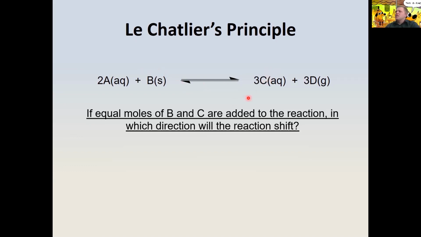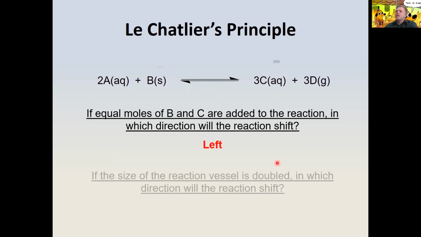Well, actually, the question doesn't even require us to think that way. The reason is because B here is a solid. Because B is a solid, it's actually not going to factor into our equilibrium constant. And Le Chatelier's principle is actually only associated with affecting the equilibrium of our reaction. So we change Q, and then Q tries to get back to K. So if you add equal moles of B and C, this is going to shift to the left because B is a solid, doesn't show up in our equilibrium constant, but C is an aqueous species, does show up there. So if we add more to the right here, we're going to shift the reaction to the left.